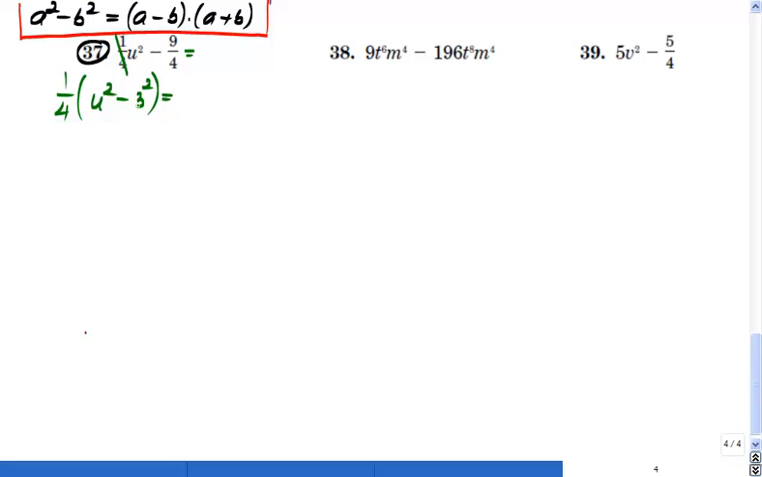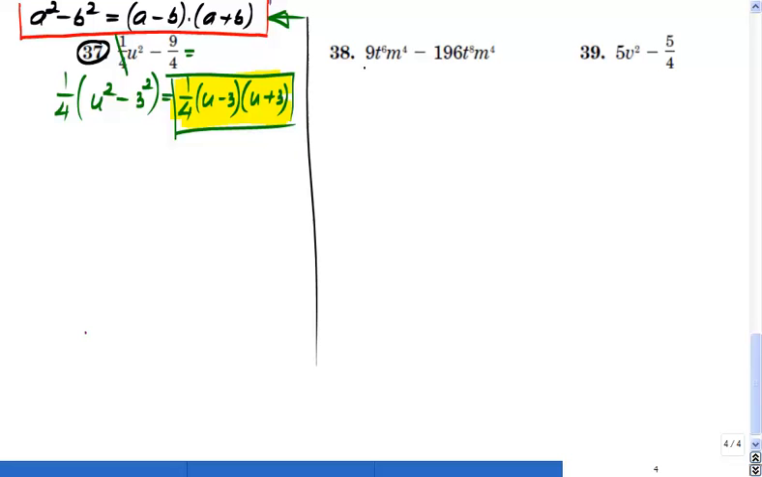And now it looks much better, right? Because u squared minus 3 squared, I only have to apply the formula. It would be the product of u minus 3 times u plus 3. And this is your factorization. You have 1/4 times u minus 3 times u plus 3. And we are done. Okay, that's the answer for problem number 37. Moving on to the next one.